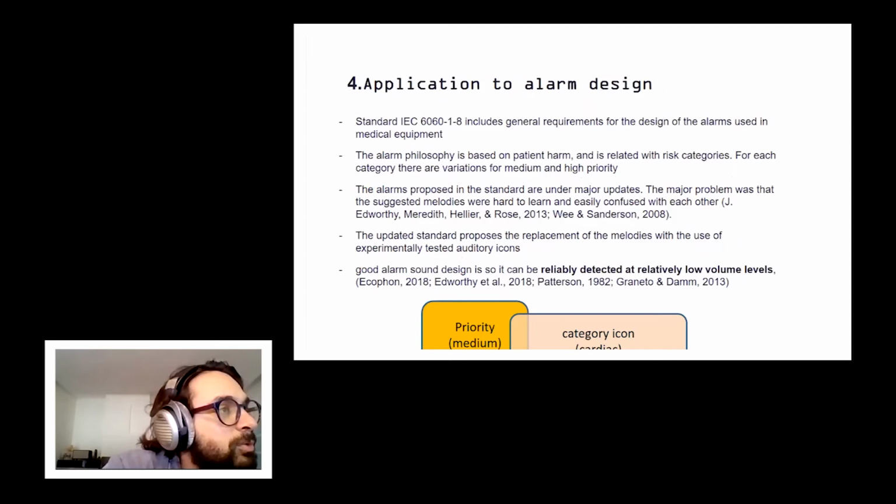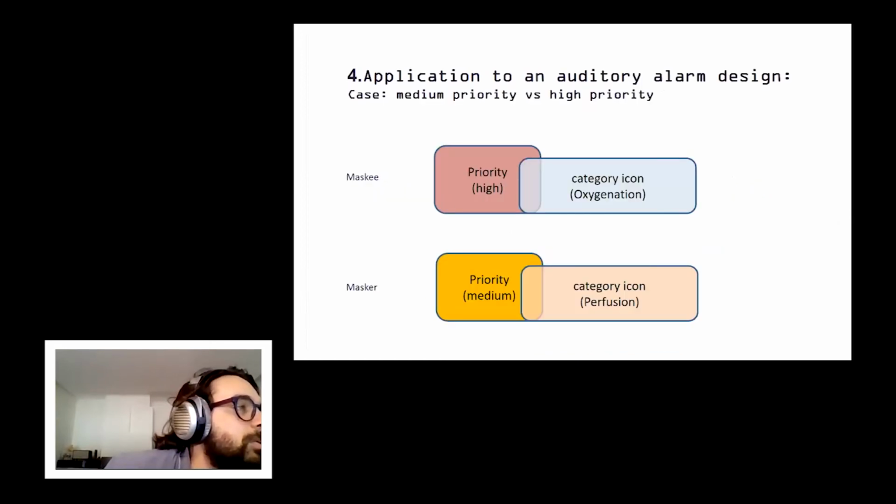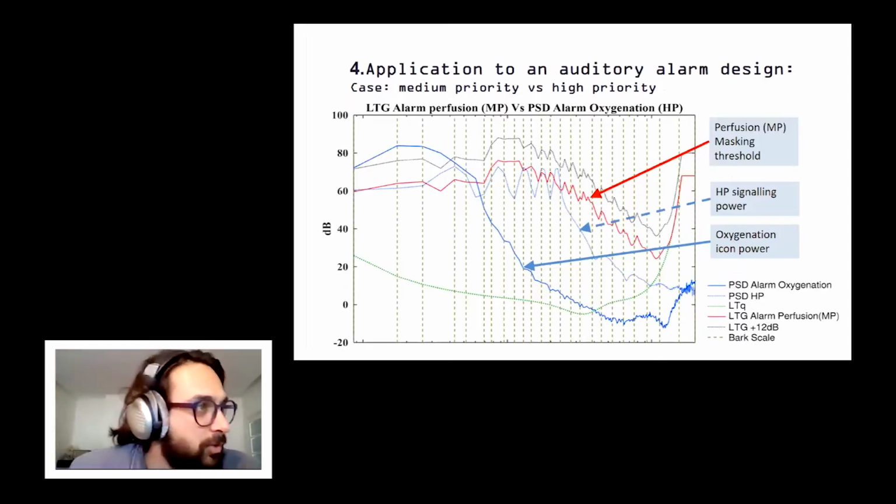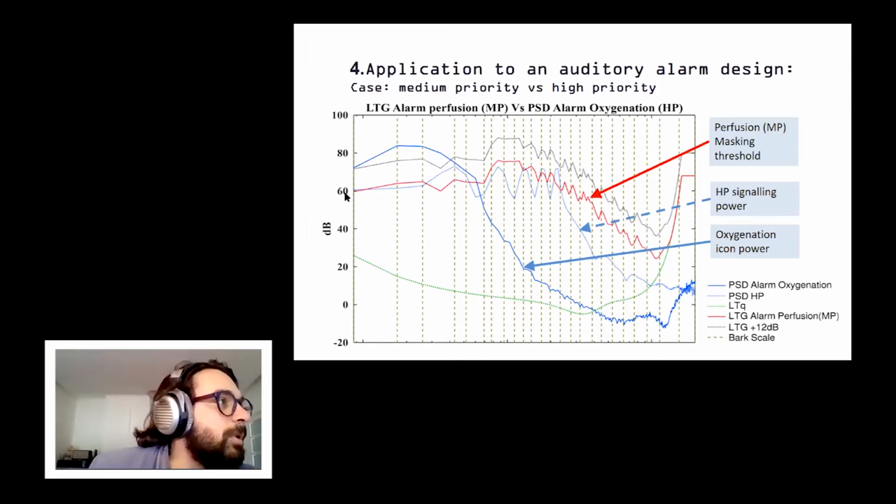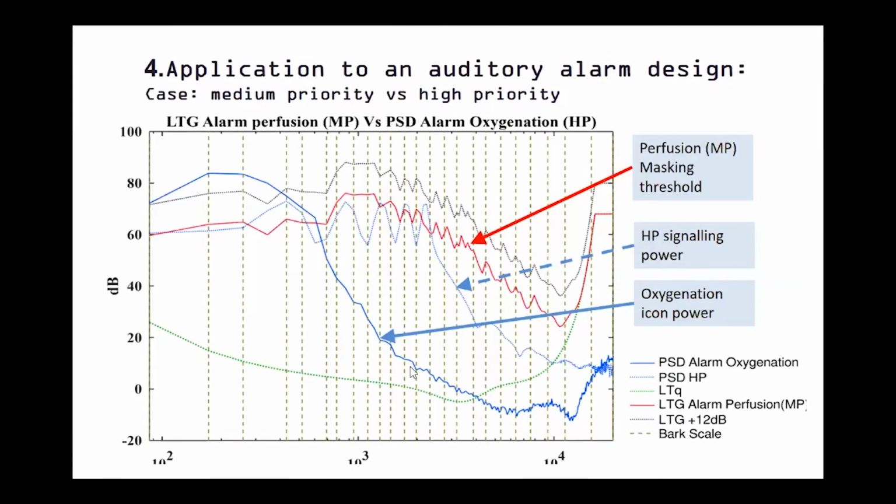We're going to try to analyze an alarm of this recent standard with our implementation, our method, and see if we have masking. More specifically, we want to guarantee that a high priority alarm is never masked by a medium priority alarm. Fairly confusing graph, but we'll go over it. In red, we have the masking threshold of the medium priority alarm. So anything that is above it is estimated as audible. Anything that is below it is inaudible.